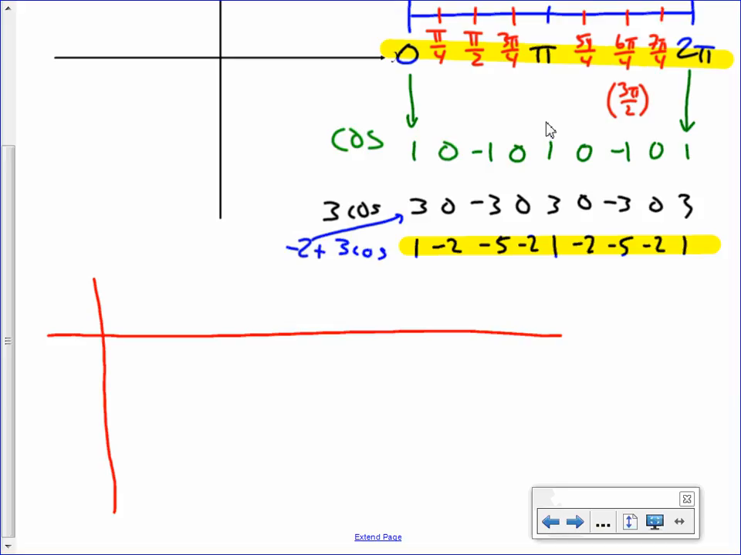So we're going to go from 1 all the way down to -5. So I'm going to mark off -2, -3, -4, and then -5, like so. Here we go. So 0, pi over 4, pi over 2, and so on.